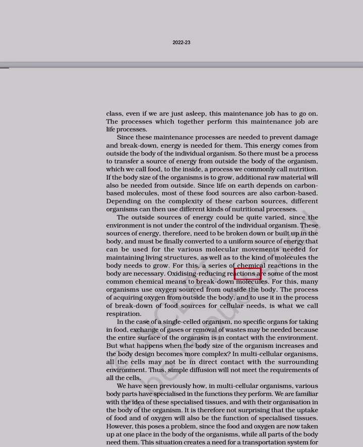Oxidizing-reducing reactions are some of the most common chemical means to break down molecules. For this, many organisms use oxygen sourced from outside the body. The process of acquiring oxygen from outside the body, and using it in the breakdown of food sources for cellular needs, is what we call respiration.